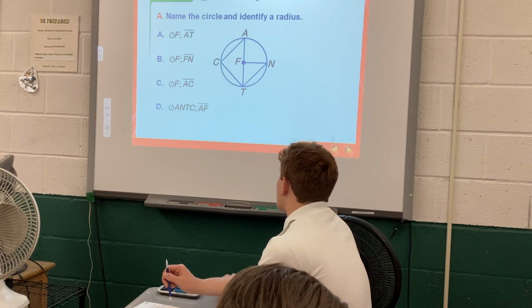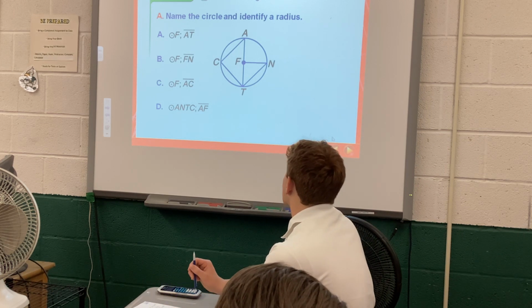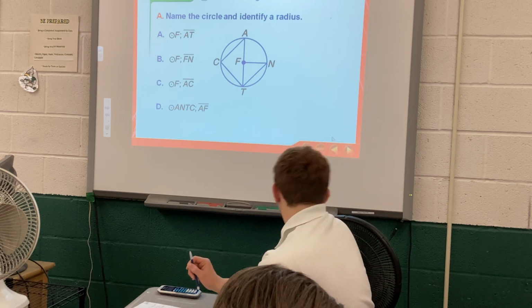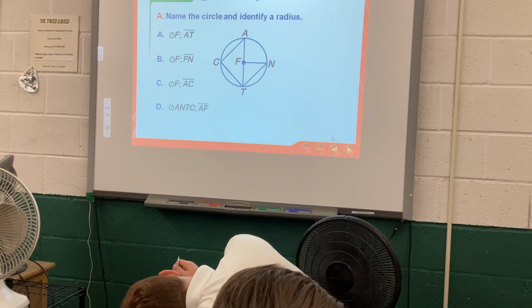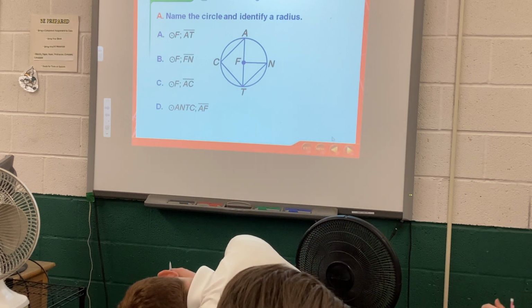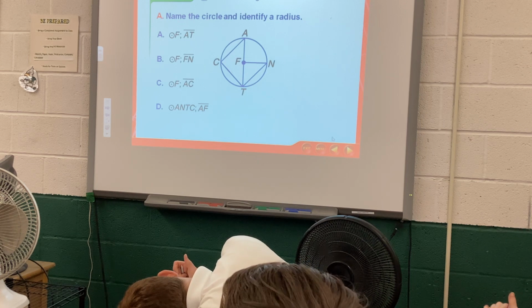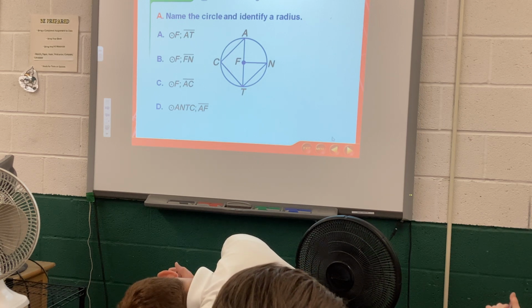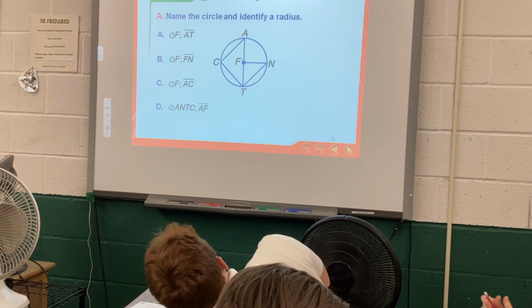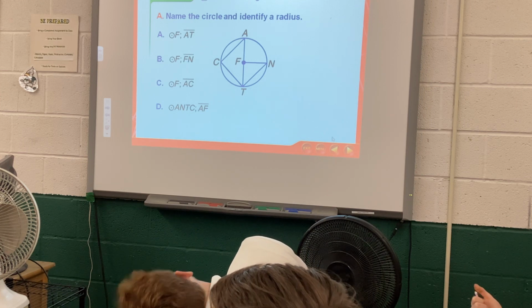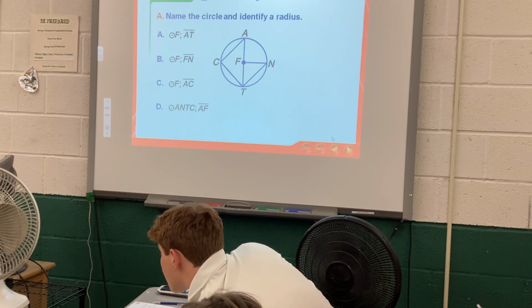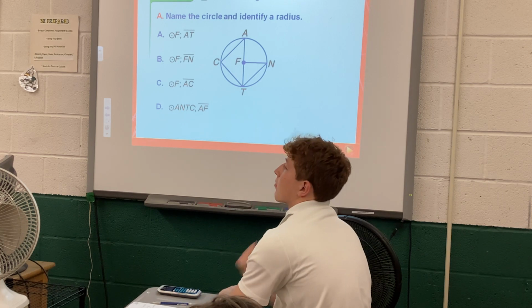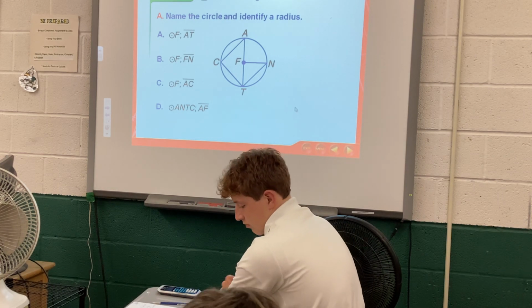Is AT a diameter? Again, it looks like it, right? Realistically, we can't even say that for this. But normally, if it goes through the center, unless you can really see that it makes a jut one way or the other, then we would assume that it is. Everybody all good with that?